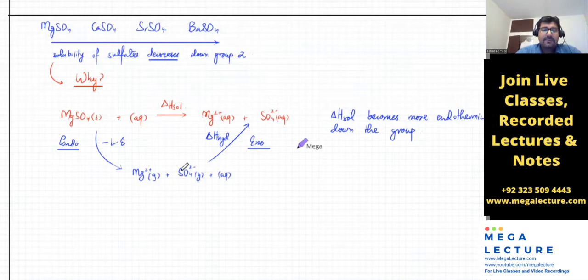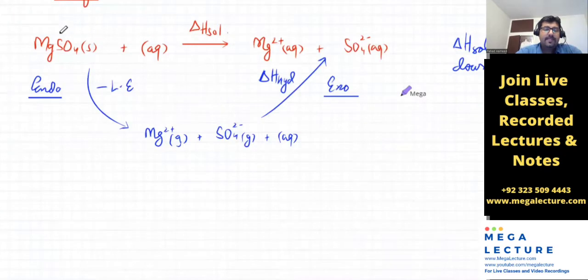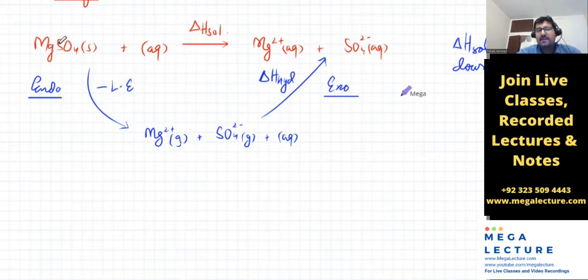Now down the group: calcium sulfate, same cycle, strontium sulfate, barium sulfate. Let's focus on this. Down the group, is it going to be easier or more difficult to break the lattice? Like if it had been BaSO4, would it be easier or more difficult?